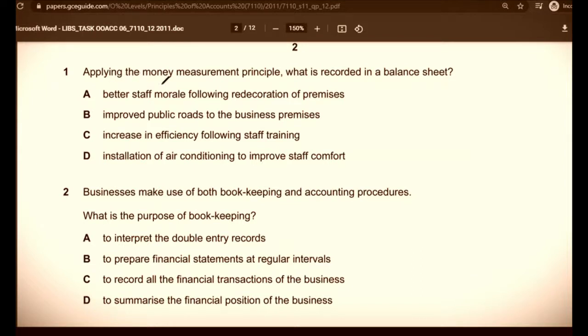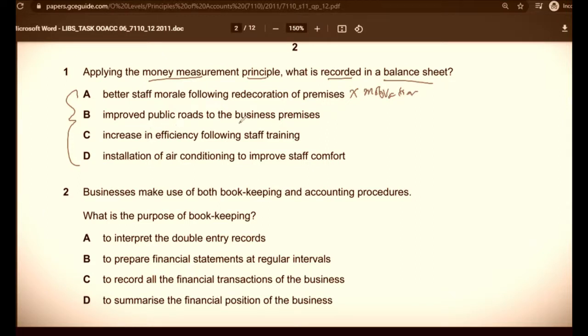Multiple choice 1, applying the money measurement principle, what is recorded in balance sheet? So in this multiple choice, it is asking me which of the following items would be recorded in the balance sheet. So let's look into the options. Better staff morale following redecoration premises. No, because you cannot record motivation of employees in the balance sheet. This is what the option is trying to say. So motivation is not recorded in the balance sheet.